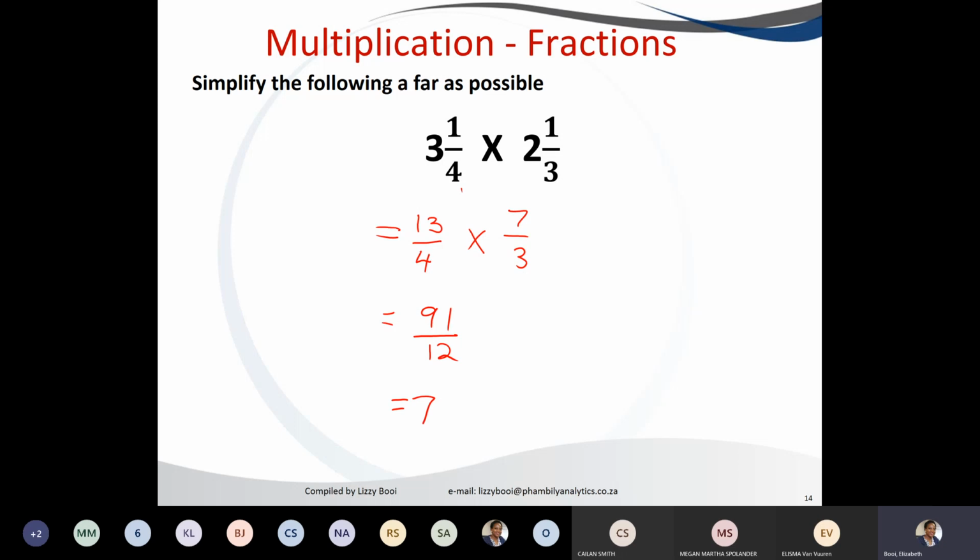So now, we said 12 goes 7 times into 91. How do I know what my remainder is? To know my remainder, I can just say 91 minus 12 times 7. So on my calculator, I can find out what 12 times 7 is. And 12 times 7 is 84. So 91 minus 84 is equal to 7. So therefore, it means my remainder is 7 over 12. And that will be my answer. And that's how you will find your remainder.